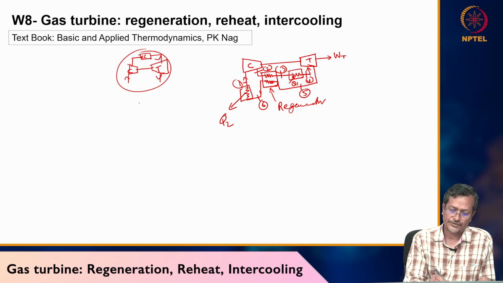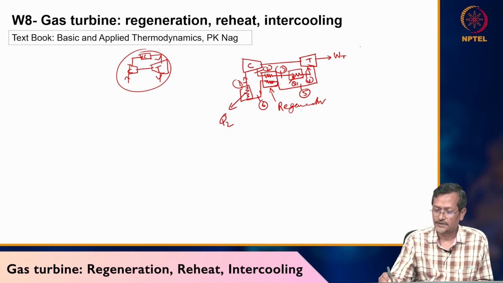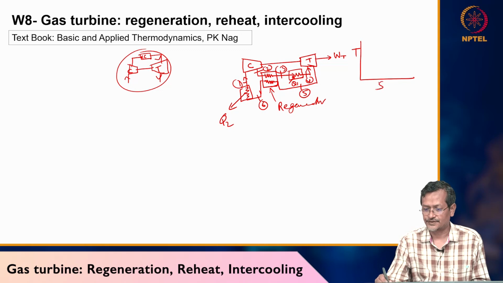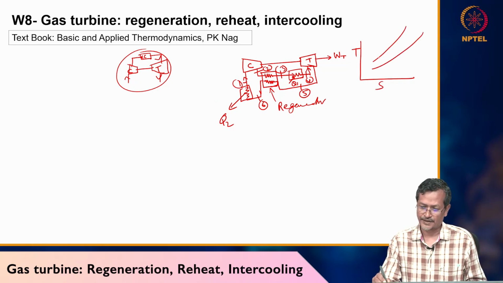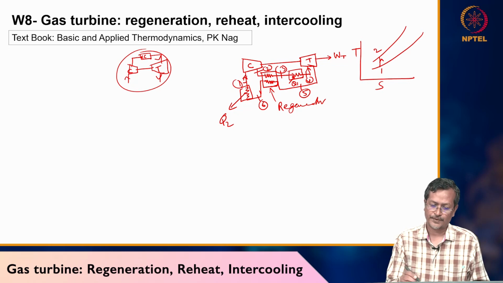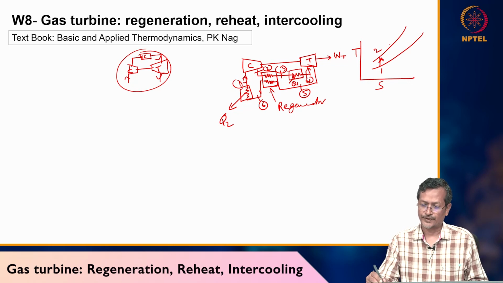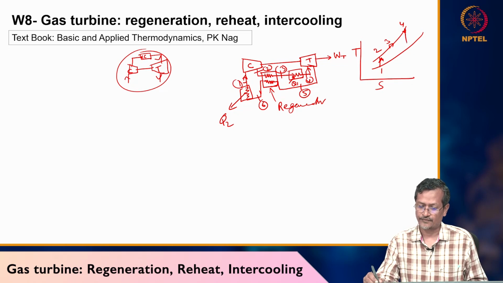Now you draw this one in a TS diagram. So the TS diagram will be looking like this. First you have to draw this pressure line, constant pressure 1 to 2. You can see your compressor is working at 1 to 2, then it will be going to 3, then 4. You can see 4 is before the turbine. So 4 to 5 your expansion is happening. We are assuming isentropic expansion.